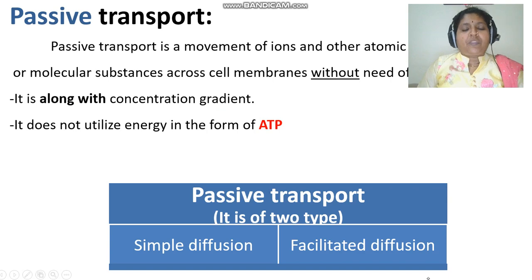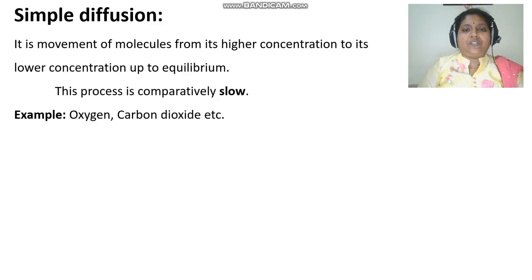Passive transport is the movement of ions and other atomic or molecular substances across the cell membrane without expenditure of energy. This movement of the molecule is along the concentration gradient and does not require ATP. This passive transport is of two types: simple diffusion and facilitated diffusion.